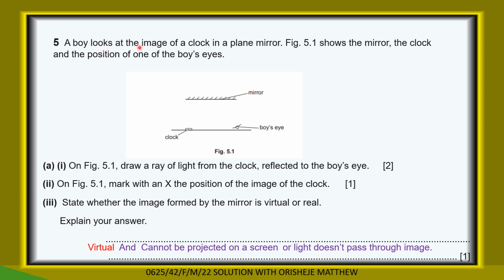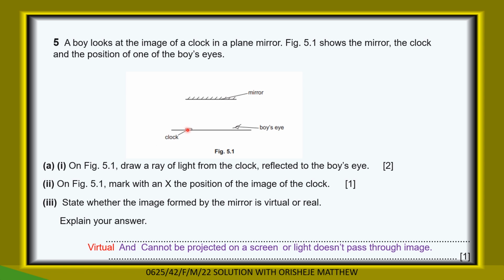So a boy looks at the image of a clock in a plane mirror. The figure shows the position of the clock and the eye of the boy. Now the question: (a)(i) draw a ray of light from the clock reflected to the boy's eye.